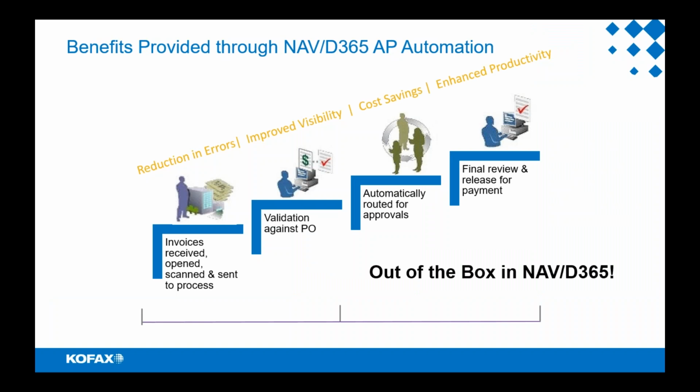And those things I talked about earlier, those key issues can now be addressed because you can reduce your errors, you'll improve the visibility. Of course, you'll see the cost savings, the enhanced productivity, but again, we've shortened those steps. We've shortened the number of steps that you have to go through in order to get an invoice in and get it over and released for payment quickly and efficiently and allow your business to continue to move forward. And again, as I stated, it's all out of the box in NAV and Dynamics 365.